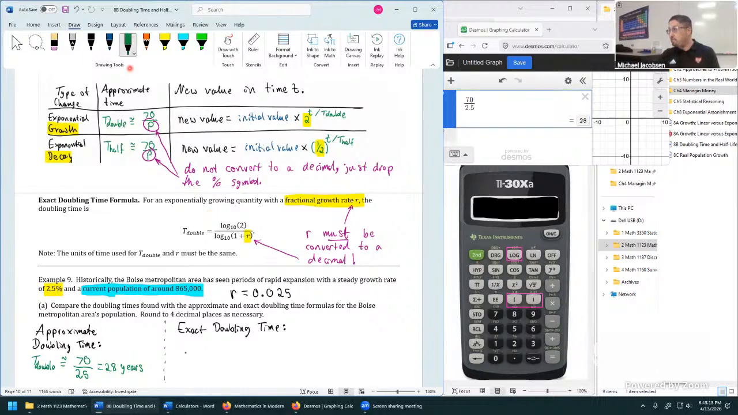We still call it t double like before. It's going to be equal to, here we're just going to use a dead-on exact equals and start throwing in the information. This is going to be log base 10 of 2, divided by log base 10 of 1 plus, then this R value was 2.5%, but we're converting it over to 0.025. And so that's the entire quantity that needs to go into the calculator.